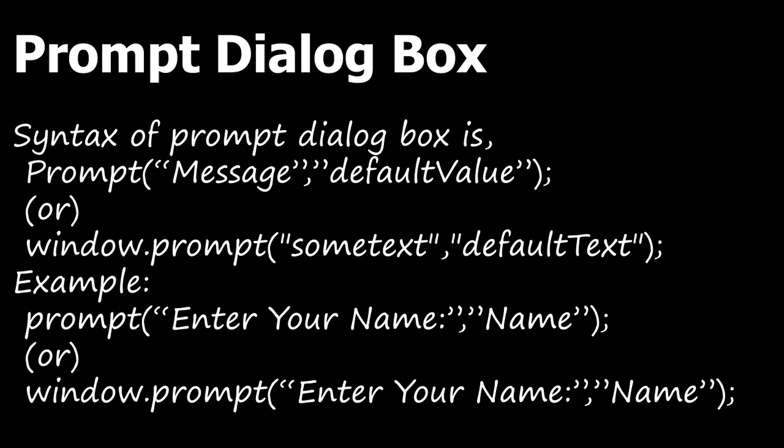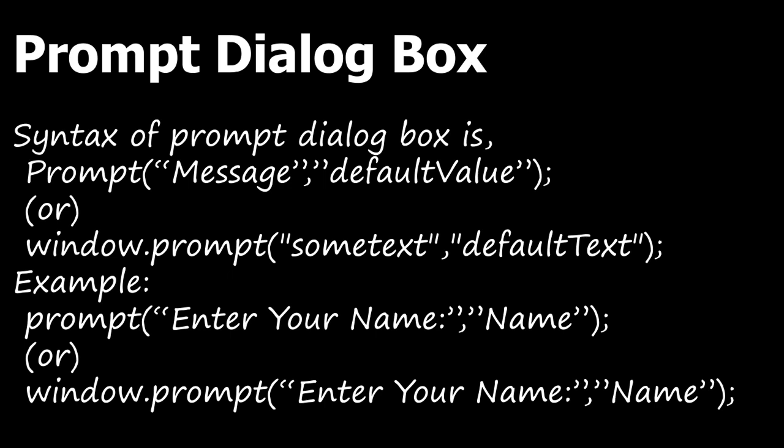This prompt dialog box is displayed using the method called prompt. It has two parameters. The first one is a label which you want to display in the text box, as you do in the confirm dialog box and alert dialog box. First one is a label or some message, whatever you want to display in the prompt dialog box, right? And the second one is a default string to display in the text box.